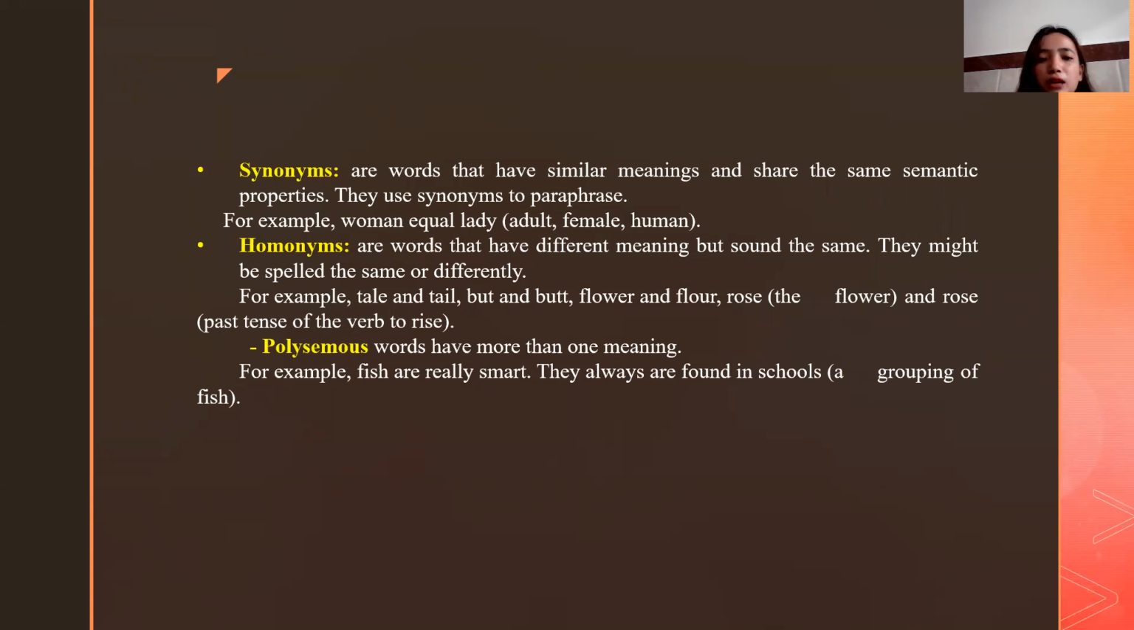Homonym examples are like towel and towel, bud and bud, flower and flour, rose and rose, past tense of rise. So it's similar. And polysemous. Polysemous is a word that has more than one meaning. So for example, fish are really smart. So they are always found in schools, like a grouping of fish.